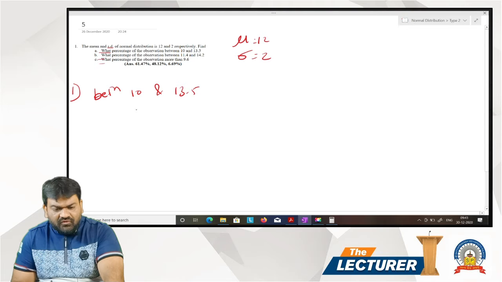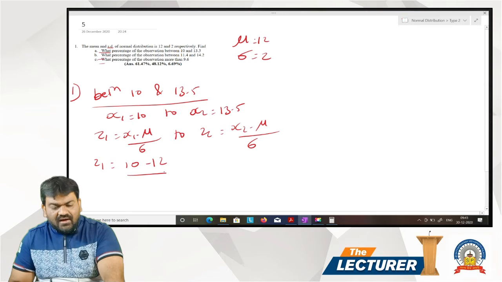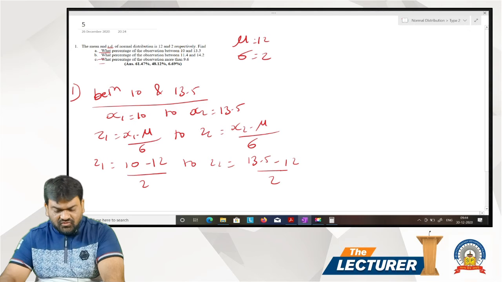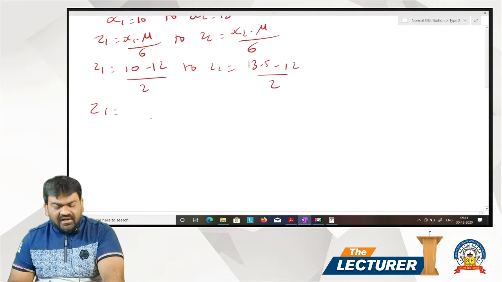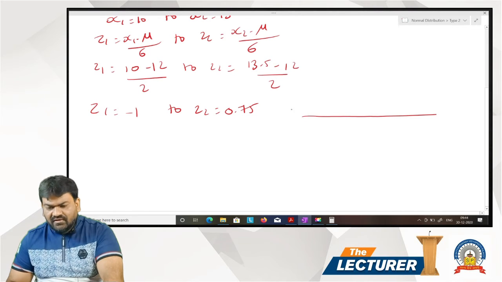10 and 13.5. So x1 is equal to 10 to x2 is equal to 13.5. z1 is equal to x1 minus mu upon standard deviation, z2 is equal to x2 minus mu upon standard deviation. z1: x1 is 10, mu is 12, standard deviation 2. z2 is x2 is 13.5 minus 12 divided by 2. z1 is equal to 10 minus 12, that is minus 2, minus 2 divided by 2, that is minus 1. z2: 13.5 minus 12, that is 1.5, 1.5 divided by 2, that is 0.75. Draw area under normal curve.